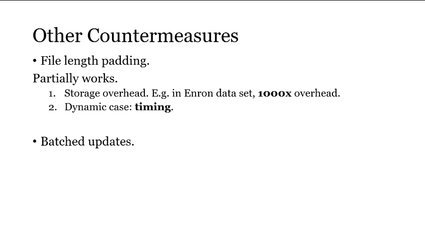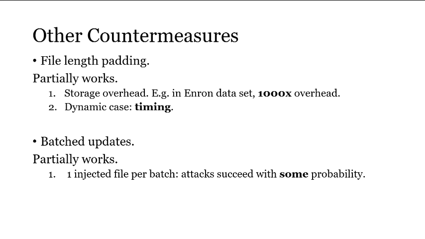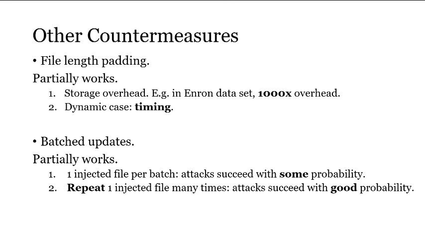Therefore, we further propose a countermeasure called batched updates. The client should wait for several files, pad them to the same length, and shuffle them before uploading them to the server. So in this way, the server cannot identify which one of them is the one he injects. However, this again partially works, because even if the server repeats the original attack with one injected file per batch, this still succeeds with a very tiny probability. But this probability can be amplified exponentially by repeating one injected file many times. So by injecting a little bit more files, the attack still succeeds with very good probability.